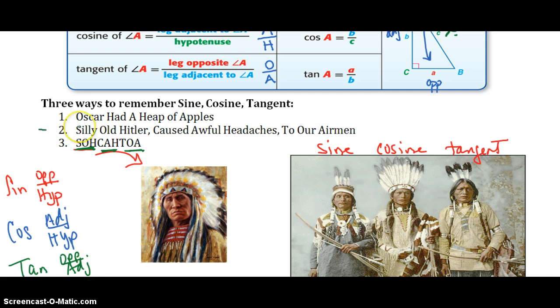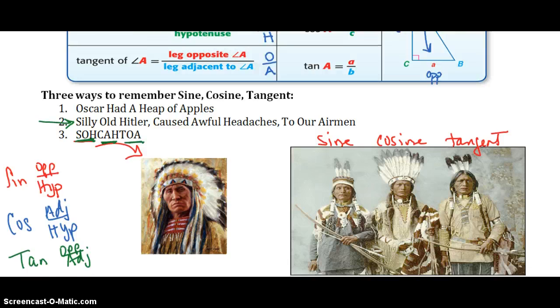I also have heard silly old Hitler helps you remember the SOH, silly old Hitler. CAH, caused awful headaches, and then TOA, to our airmen. Some people like Oscar had a heap of apples. That one I'm not as familiar with, but whatever works for you so that you can remember how to set up your ratios. All right, to the next page.